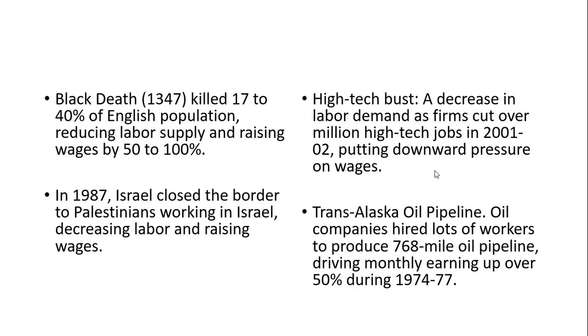Another case study, the Trans-Alaska oil pipeline. Oil companies hired lots of workers to produce a 768-mile oil pipeline in Alaska. This increased monthly earnings by over 50% during the period of construction. Once construction ended, the demand for these construction workers fell, and wages went back to their pre-pipeline levels. Okay, that's it.